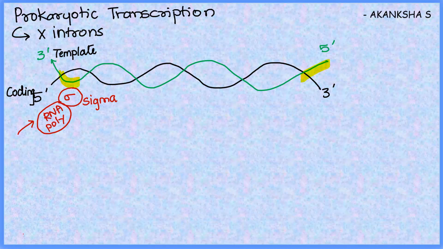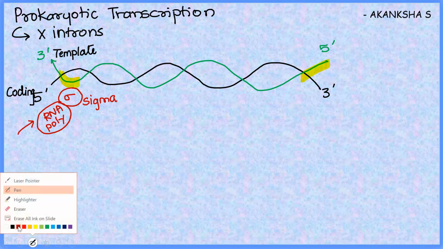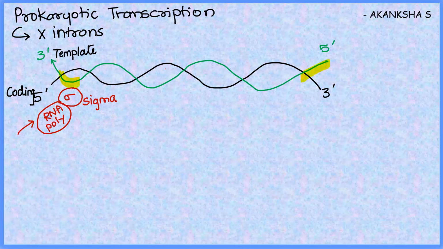Once RNA polymerase attaches, it goes ahead, opens up the DNA a little bit and starts transcribing your mRNA. This is called elongation. Your mRNA comes out in the form 5 prime and the one that is being synthesized is 3 prime. So this is how your mRNA starts coming out.